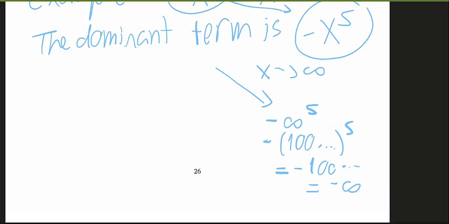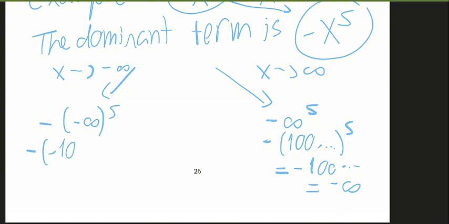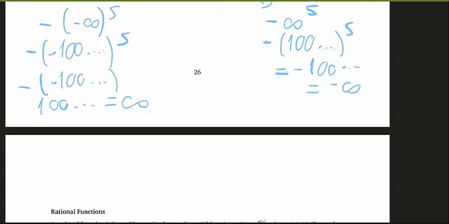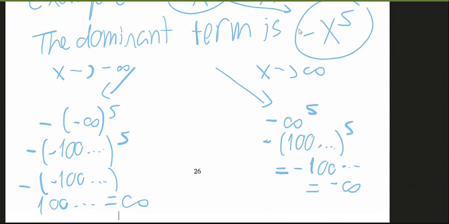Okay, now what happens if x goes to negative infinity? Then that basically means that it's negative infinity to the fifth. And so that's going to be negative 1 with a whole bunch of zeros to the fifth, and that's going to be negative 1 with a whole bunch of zeros. Negative makes a positive. So 1 with a whole bunch of zeros, and that's going to be infinity. Good. So this function basically blows up to something humongous as x becomes negatively humongous, and goes to something negatively humongous when x goes to something humongous.